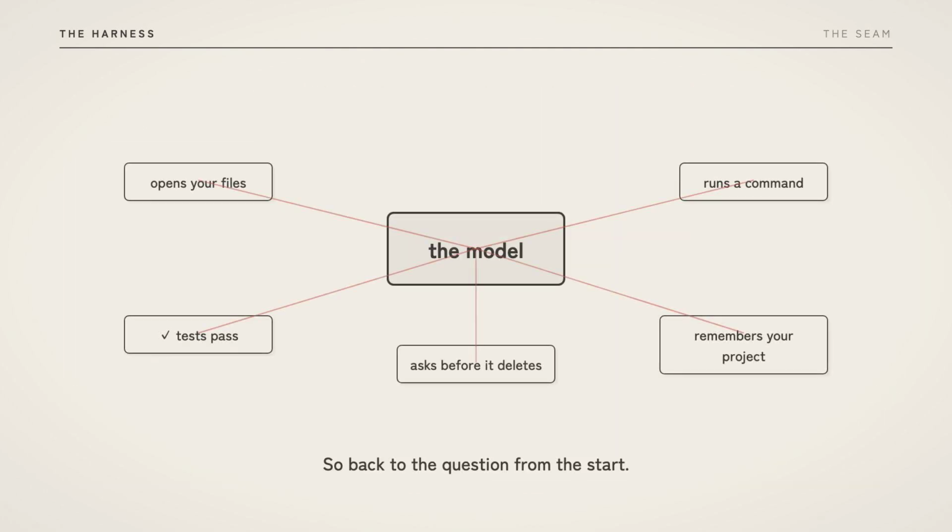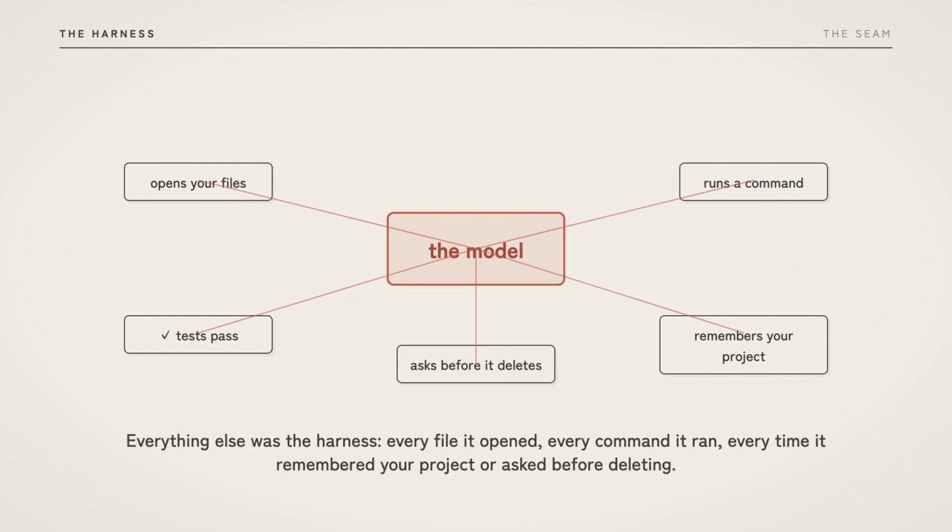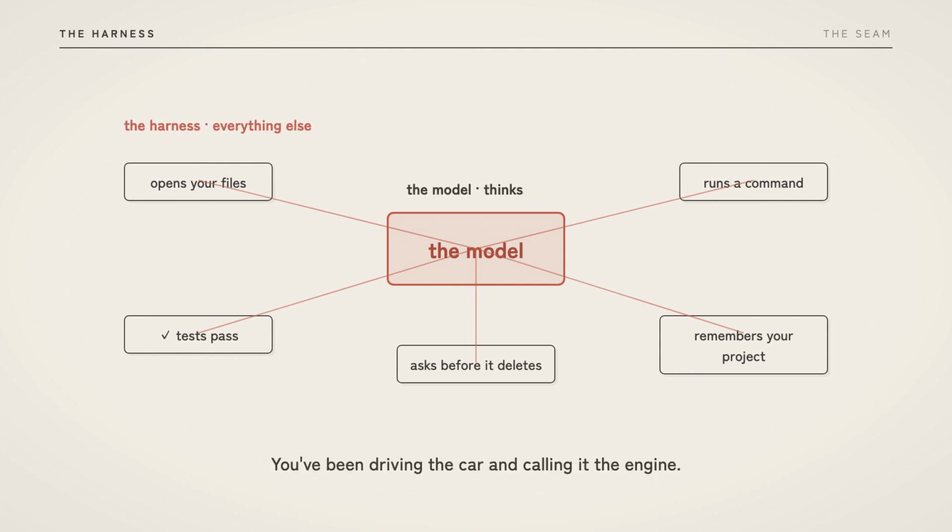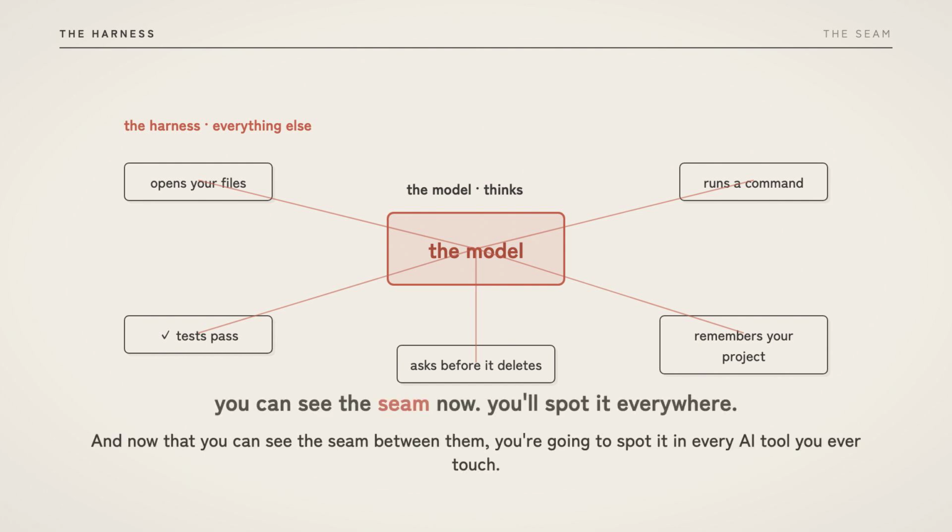So back to the question from the start. When you use one of these tools, where does the model end? It ends at the thinking. Everything else was the harness. Every file it opened, every command it ran, every time it remembered your project or asked before deleting. You've been driving the car and calling it the engine. The model is the part that thinks, and the harness is everything that lets it act. And now that you can see the seam between them, you're going to spot it in every AI tool you ever touch.